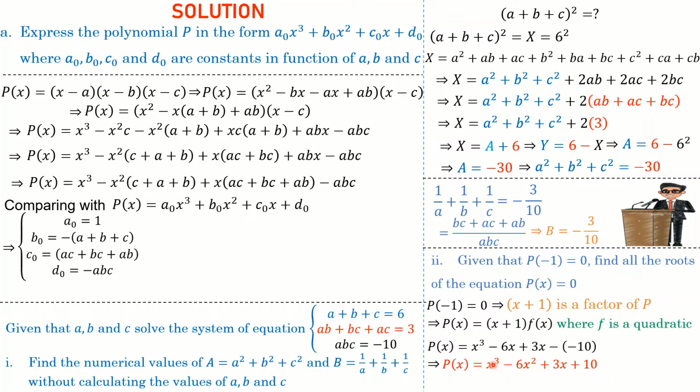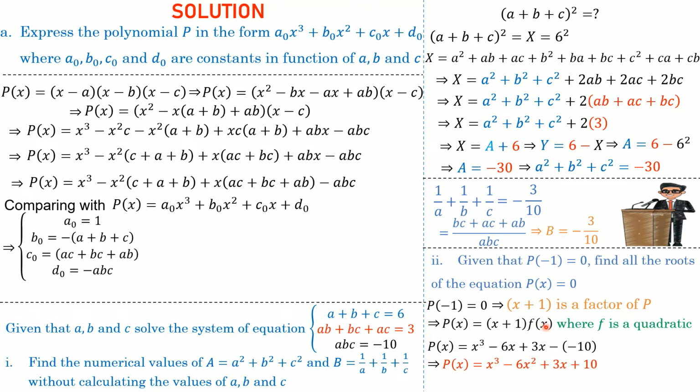Now we need to find all the roots of the equation p of x equal to 0. It simply means that we need to find f of x, because we already have one of the roots, which is x equal to negative 1. So we need to look for f of x, and we also equate it to 0 to find the remainder of the roots. So let's look for f of x.